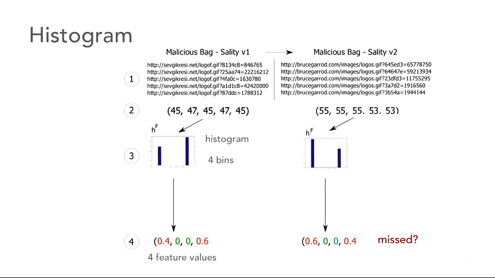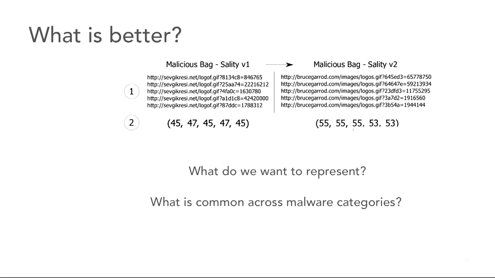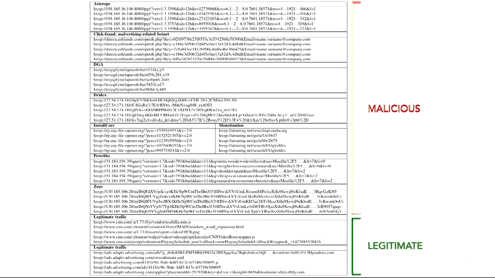So we thought, okay, let's find something even better than that. And we want to ask ourselves, what is actually the thing that we want to represent? What is the common thing across the malware categories? So here you can see a few examples of different malware bags and 2 examples of legitimate traffic. I hope you can't read the exact characters, because then you would be focusing on the flow-based features, and that's what we want to avoid.